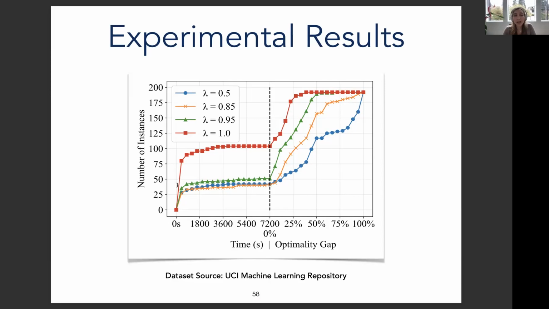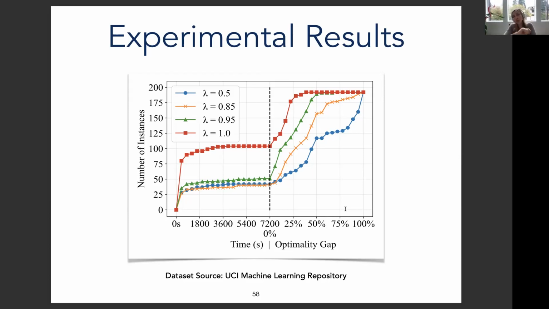Basically, this is showing the total number of instances that solved within a particular time, on the left side of the plot. And then on the right side of the plot, it shows the total number of instances that had an optimality gap no greater than the value on the right side. So what you want to be in this graph is, again, as high up as possible.